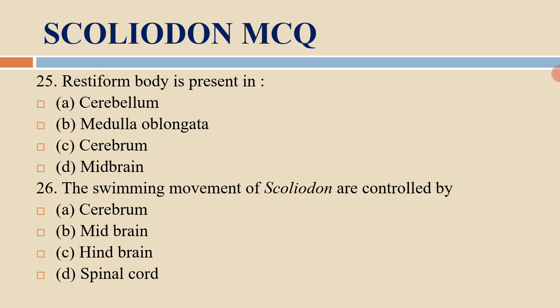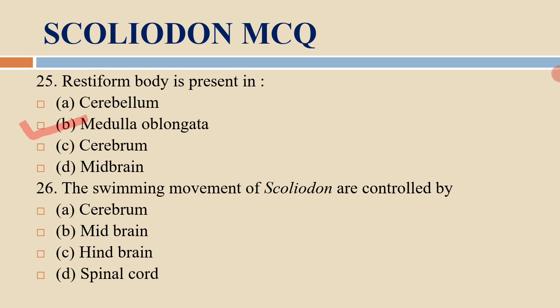Then, restiform bodies are present in: A. cerebellum, B. medulla oblongata, C. cerebrum, and D. midbrain. So restiform bodies are hollow structures, hollow outgrowths found on the spinal cord, and this restiform body is present in the medulla oblongata.